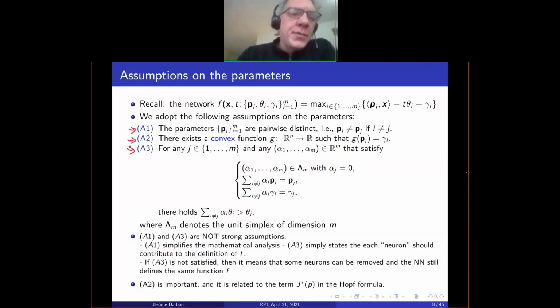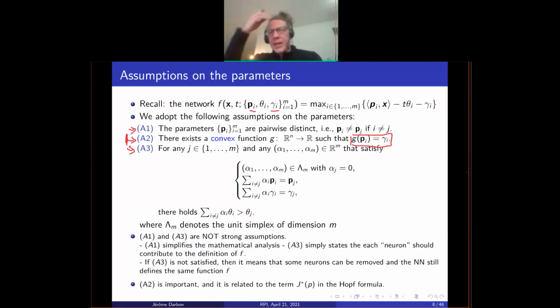However, A2 is a very strong assumption where I ask for the existence of a convex function g such that every time I evaluate that function g at the parameters p_i, it has to give me gamma_i. So I ask for a relationship involving the convexity of a function between the parameters p_i and gamma_i.